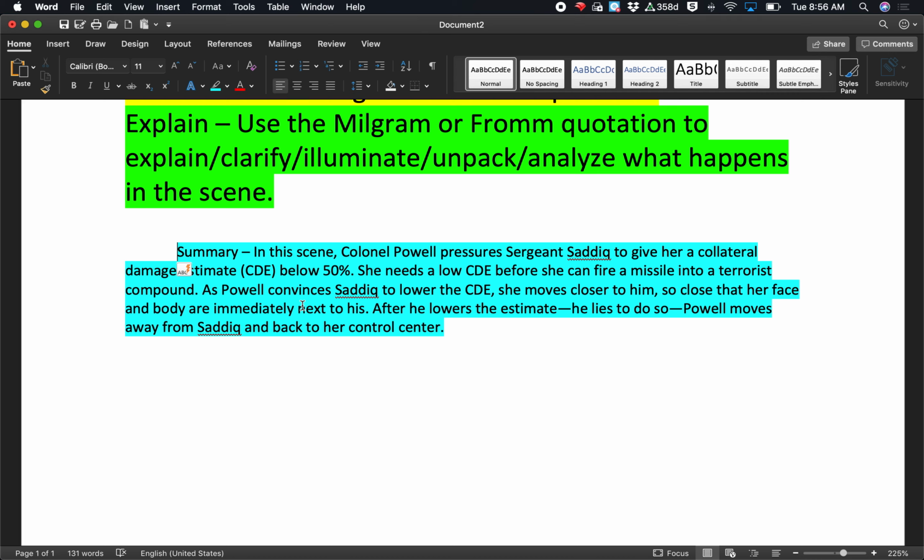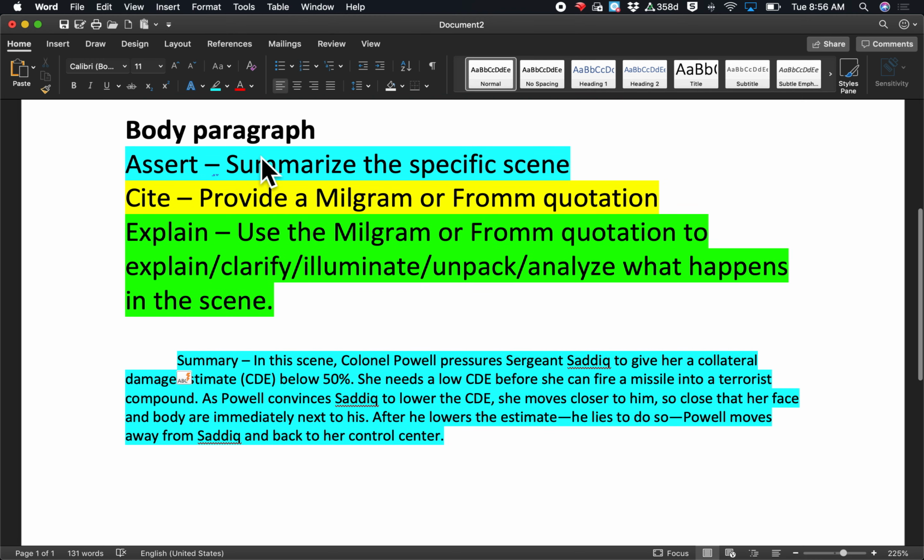When I go back to revise the summary, I'm going to fix a few things. For instance, I wrote low, lower, or lowers like four times. It's too much repetition. But you know what? I'll fix it later. Doesn't matter right now. Also, I noticed that I didn't quote from the movie. The best blue portions, the best summaries, quote from the film.